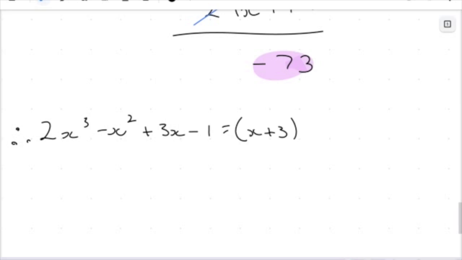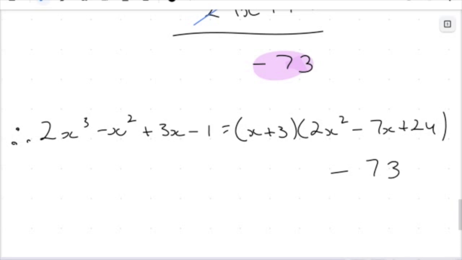So we can express our polynomial p of x in this new type of form. And we're going to see later why this form is important. So finally we can say, therefore, 2x cubed minus x squared plus 3x minus 1 equals my divisor, x plus 3, times my quotient, 2x squared minus 7x plus 24, plus my remainder, which is plus minus 73, which I can just write as minus 73.